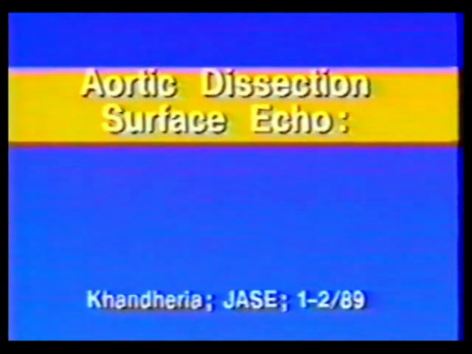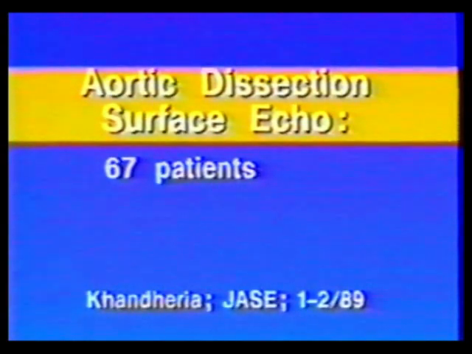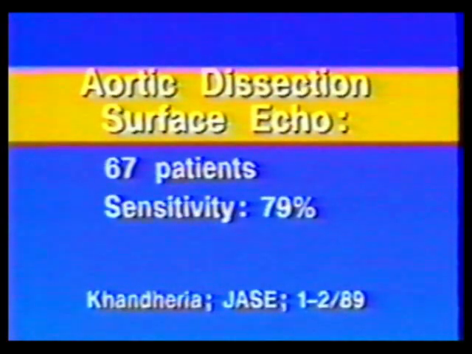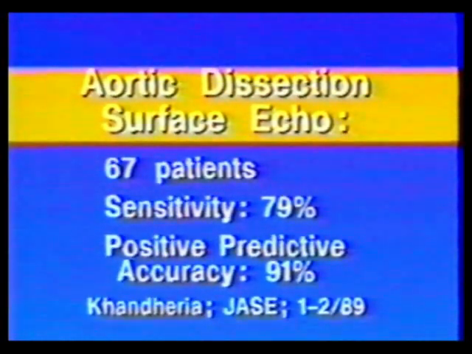Dr. Bijoy Kandiria reviewed our experience with surface echocardiography for the diagnosis of aortic dissection. In a retrospective analysis of 67 patients referred for echo to exclude aortic dissection, he found a sensitivity of 79% for 2D echo detection of intimal flap, which establishes the diagnosis of aortic dissection. The predictive accuracy of a positive 2D echo exam was 91%.